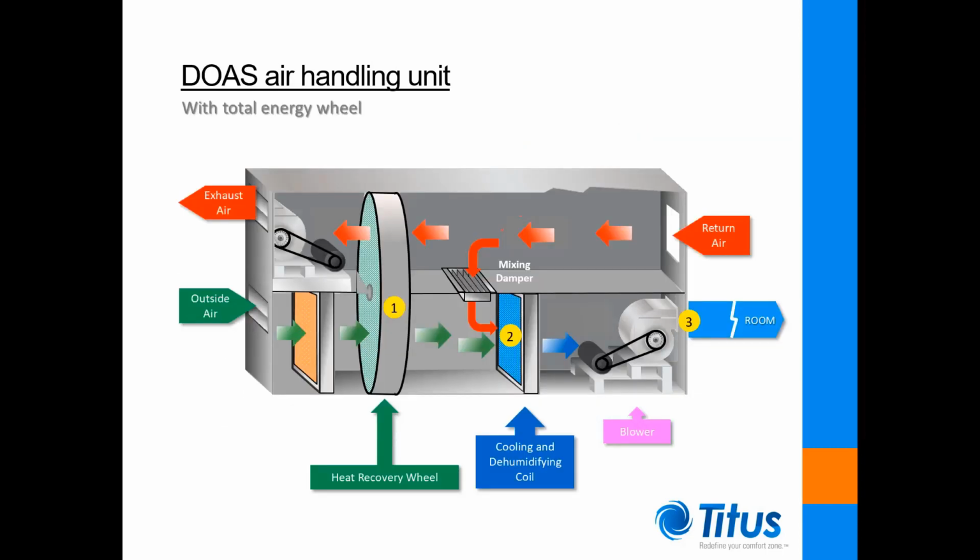DOAS air handling units are designed to provide 100% outside air to the space. As such, they do not mix return and outdoor air during normal operation. Instead, the outdoor air leaving the energy wheel passes directly to the cooling and dehumidifying coil without mixing. It then experiences the sensible heat gain that accompanies its final delivery to the space.